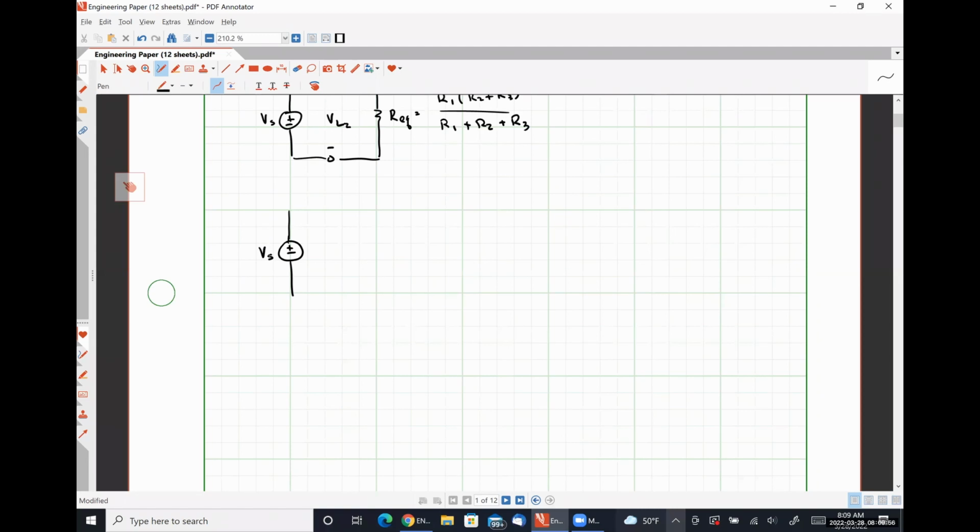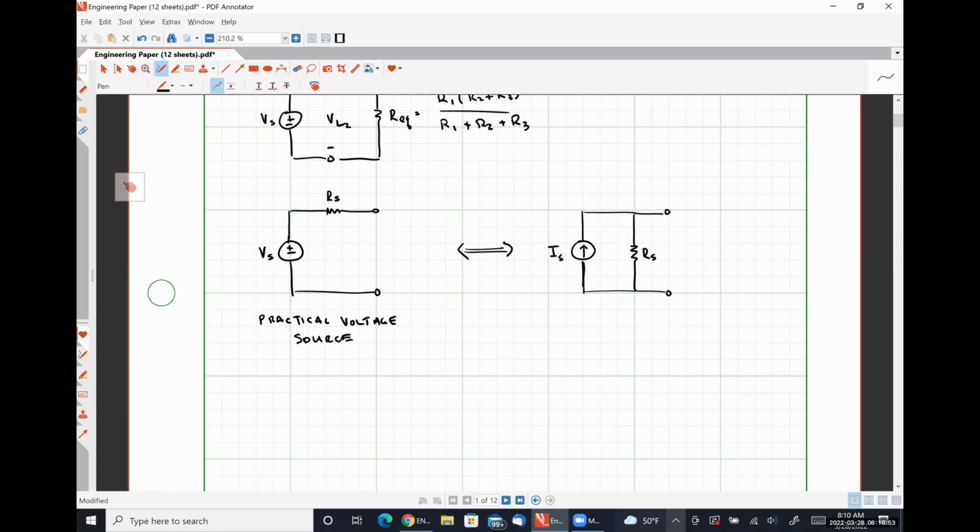this network, where I have a voltage source in series with a resistor RS, which I'm going to call from here on out a practical voltage source, is, under certain conditions, electrically equivalent to this network, where I have a current source IS in parallel with a resistor RS, which I will, moving forward, refer to as a practical current source.